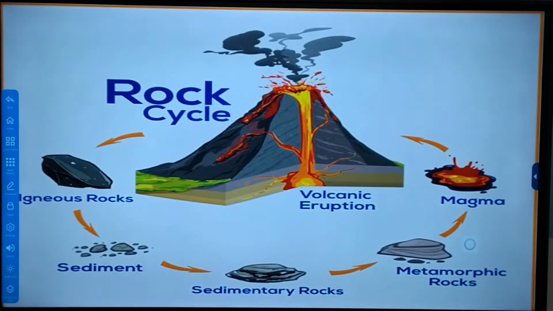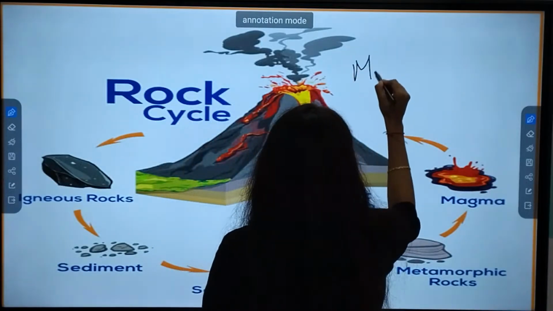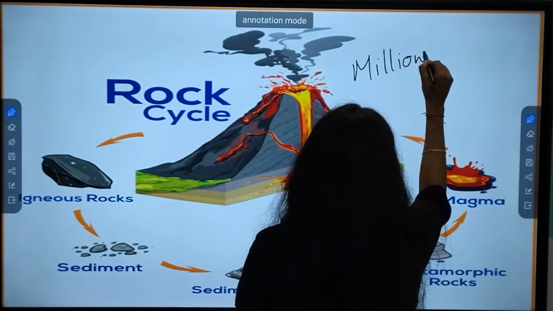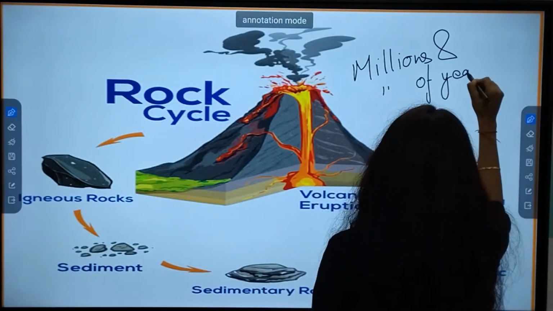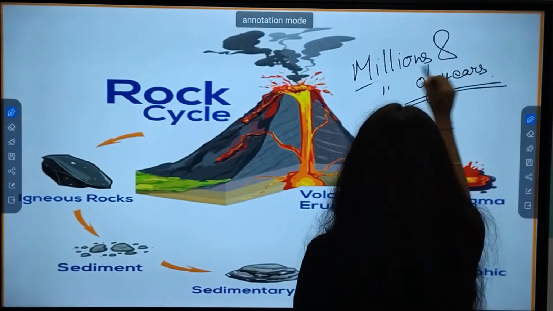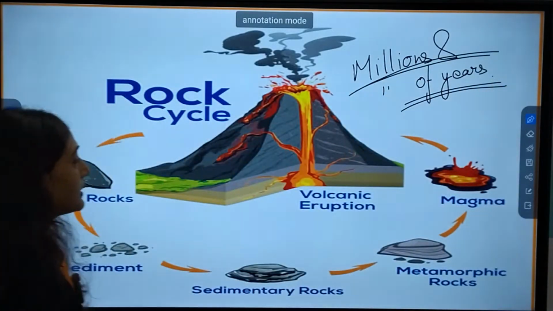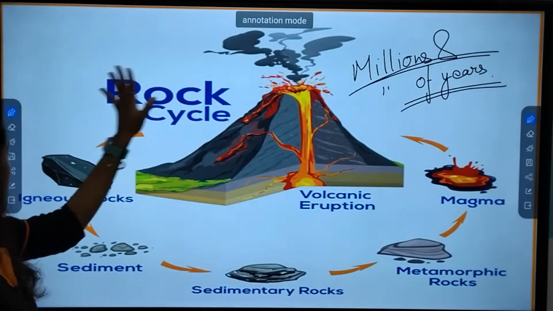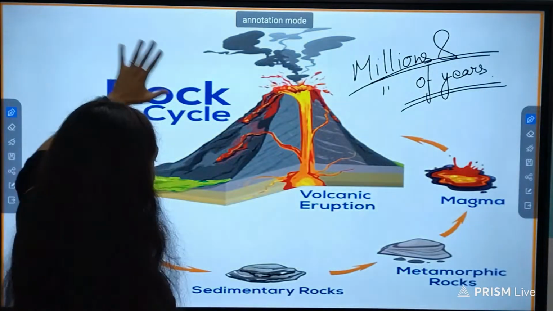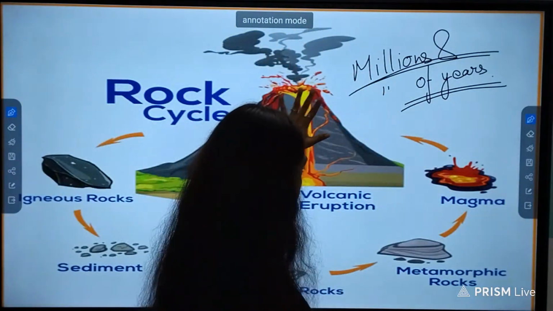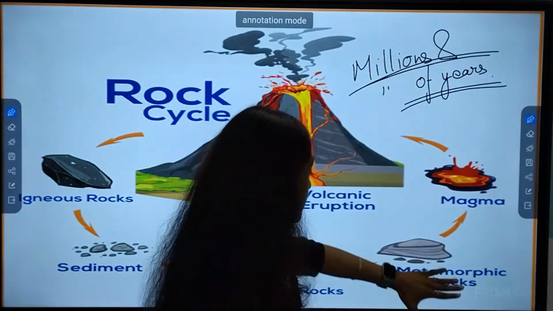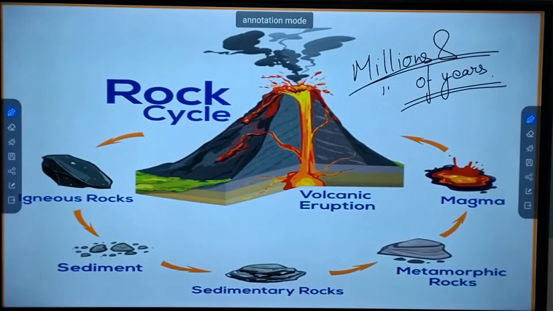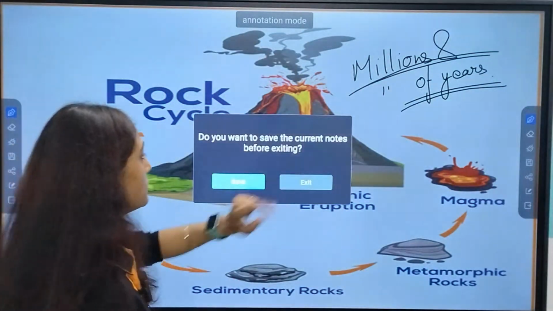And this process takes millions and millions of years. Okay, this does not happen in one day. This way, from magma or lava to igneous rock, igneous to sedimentary, sedimentary to metamorphic and again to igneous, this is known as the rock cycle. Okay, clear? So this is the end of your topic.